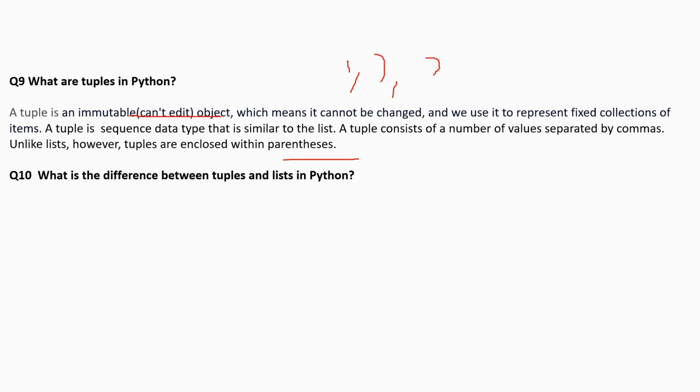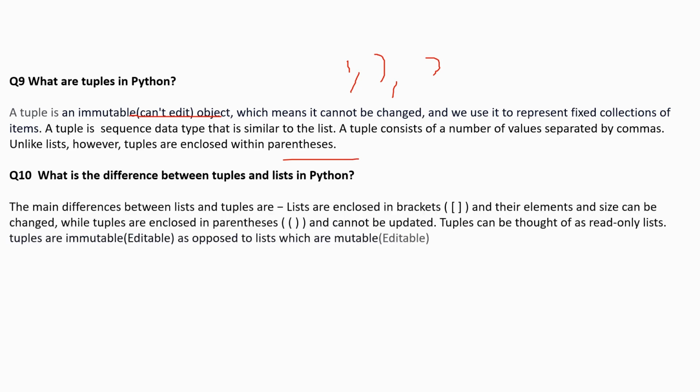What is the difference between tuple and list in Python? It's again the same. The main difference between list and tuples is that lists are enclosed in brackets and their elements and size can be changed, while tuples are enclosed in parentheses and cannot be updated. Tuples can be thought of as a read-only list. Tuples are immutable, not editable, as opposed to lists, which are mutable.